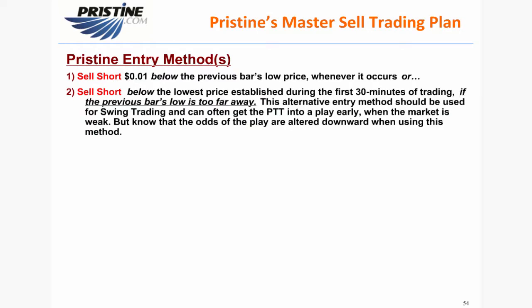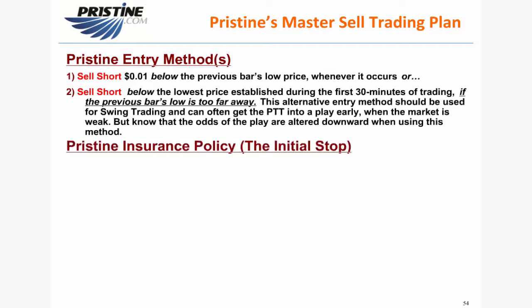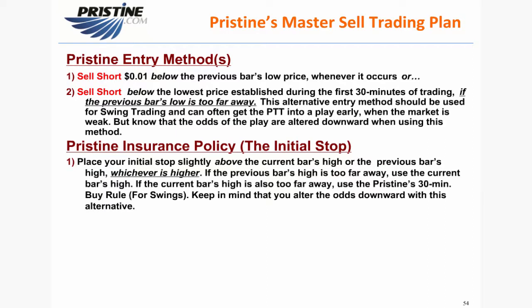Right? If it's a swing trade and you get a gap in your favor, then you could use a 30-minute low. You can wait for a 30-minute low to be established and then take it below that bar as an alternate entry. And then you're looking to put your stop in place. Stop is going to be above the prior bar's high or the current bar, whichever is higher, right? You want to use whichever is higher because that's your reference point of resistance.